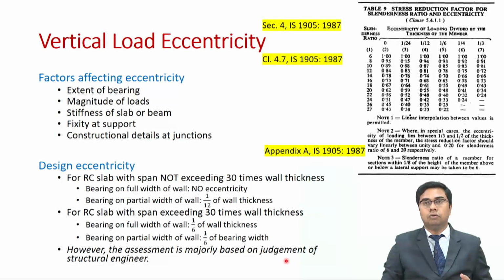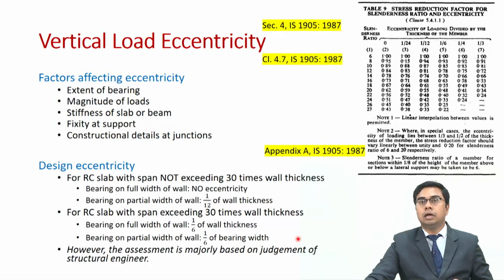The magnitude of loads, stiffness of slab or beam, fixity at the support, and construction details at the junction. All of these factors affect your vertical load eccentricity. Further, there are some guidelines given for obtaining eccentricity. These guidelines are given in Appendix A of IS 1905/1987.